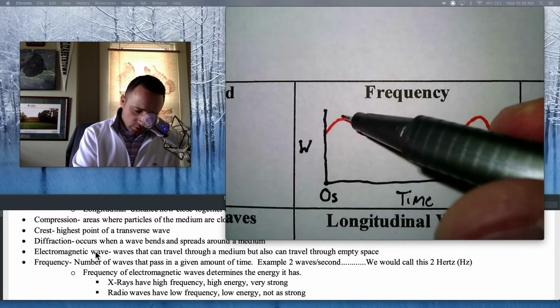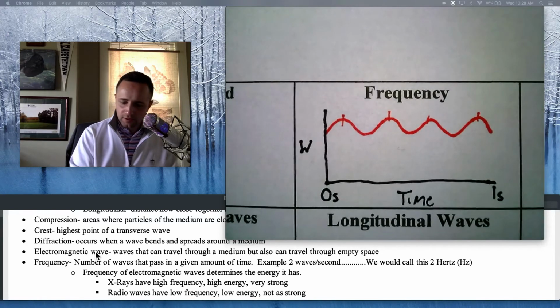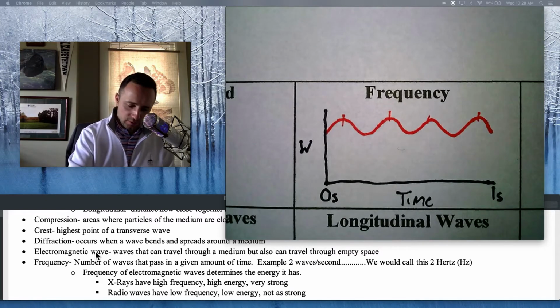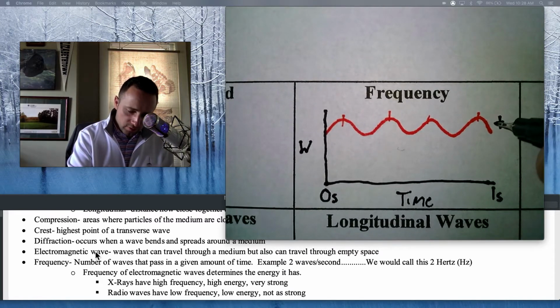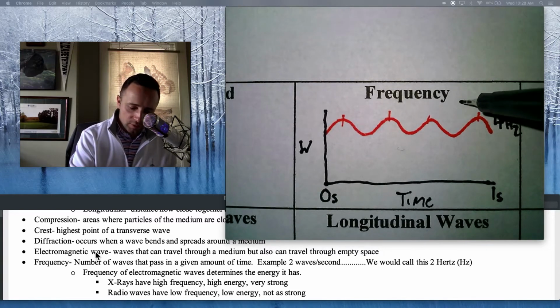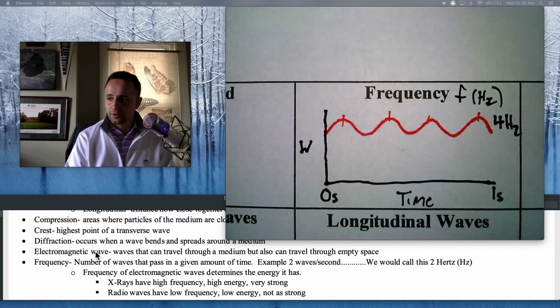So I'm going to go 1, 2, 3, 4. So the frequency of this would be 4 hertz. That's the unit for frequency. So 4 Hz. I'm going to put a little F here for frequency, and in parentheses, I'm going to put hertz because that's the unit for frequency.